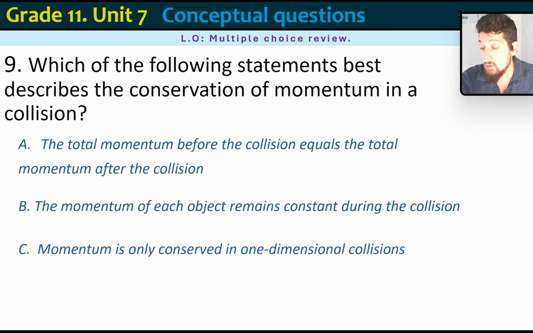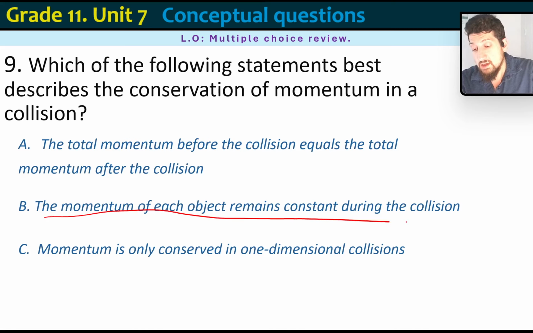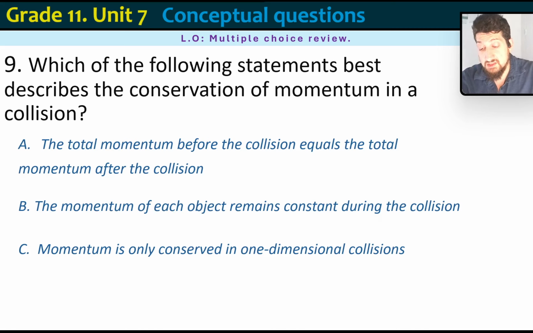Okay, moving on. Which of the following statements best describes the conservation of momentum in a collision? The total momentum before and after the collision are equal, or the total momentum before the collision equals the total momentum after. That's the correct one. I don't even have to read the rest. The momentum of each object remains constant during the collision? No, of course not. The momentum of each object does not have to remain constant. But the total momentum before equals the total momentum after. But of course, those objects can slow down or speed up.